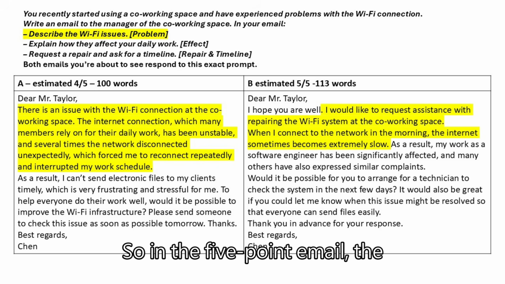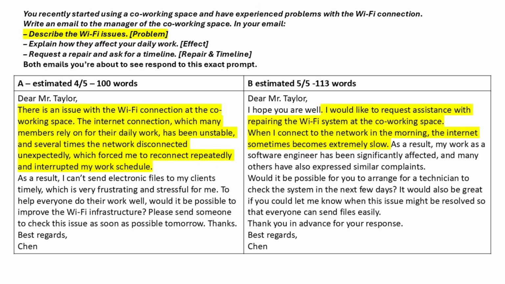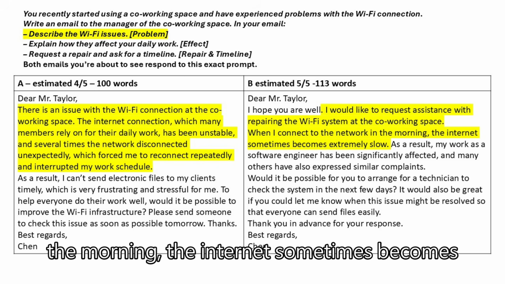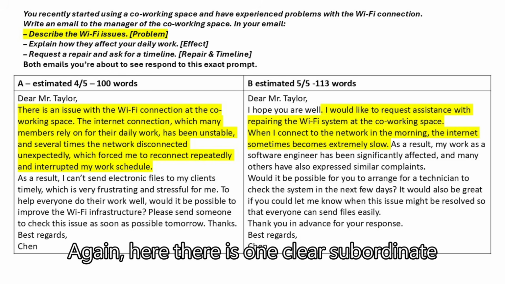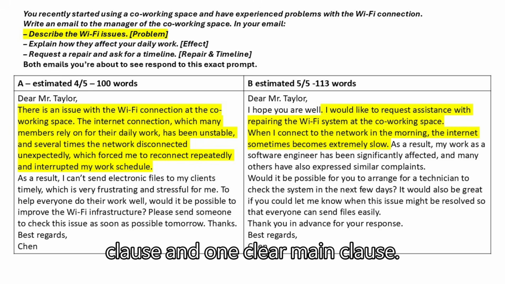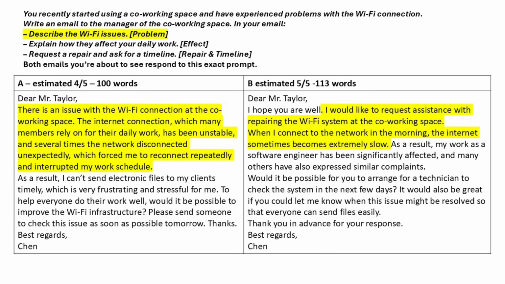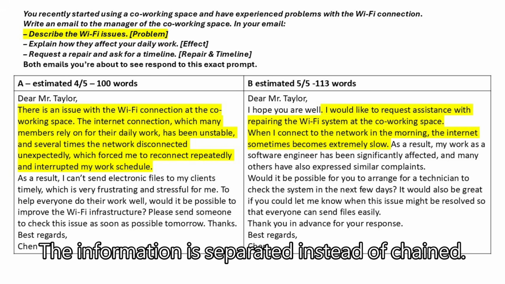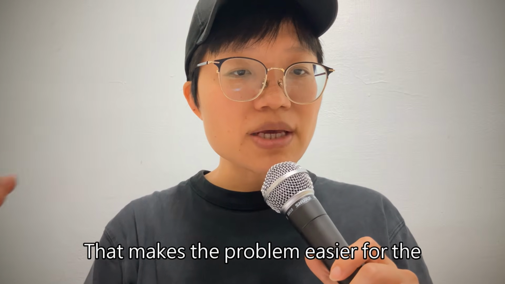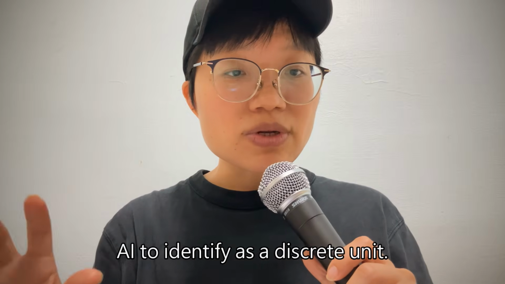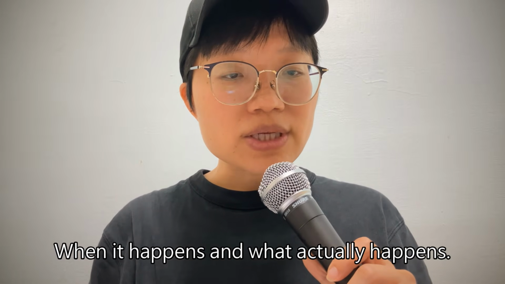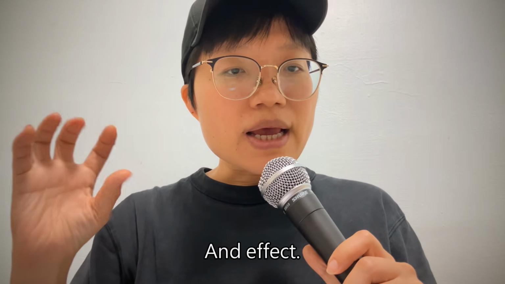So in the 5-point email, the problem is simply written like this. When I connect to the network in the morning, the internet sometimes becomes extremely slow. Again, here there is one clear subordinate clause and one clear main clause. This is a complex sentence. The information is separated instead of chained. Okay. That makes the problem easier for the AI to identify as a discrete unit: when it happens and what actually happens, and effect. Okay.